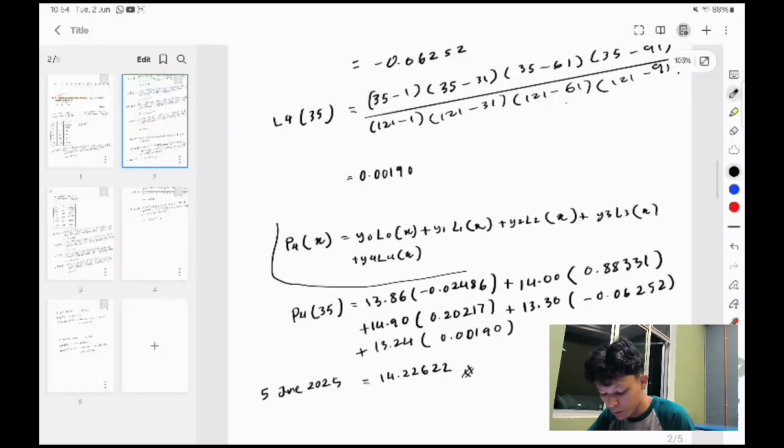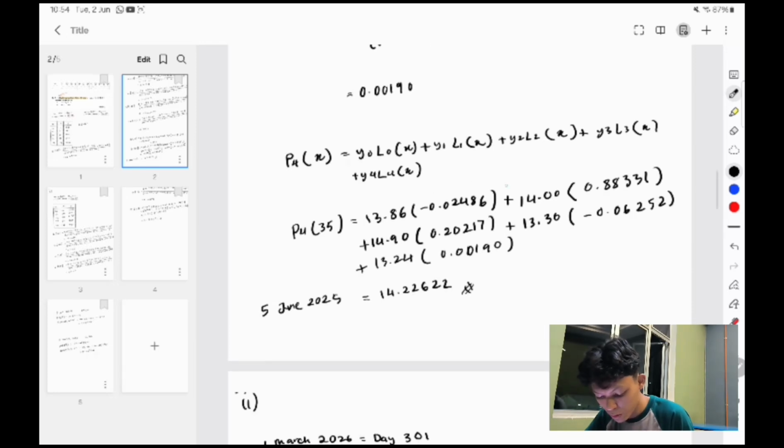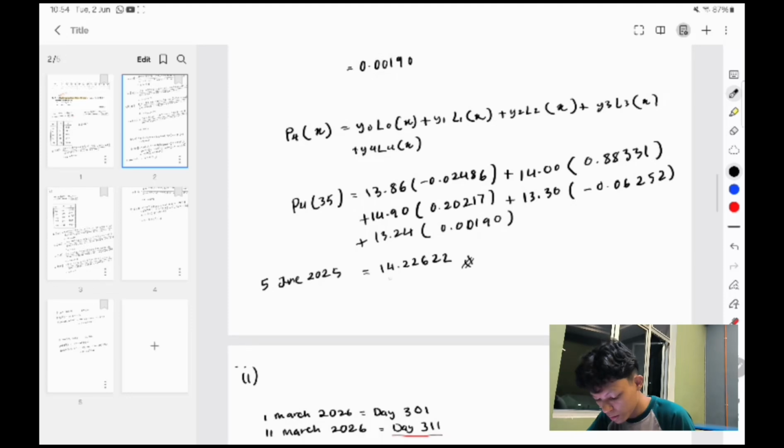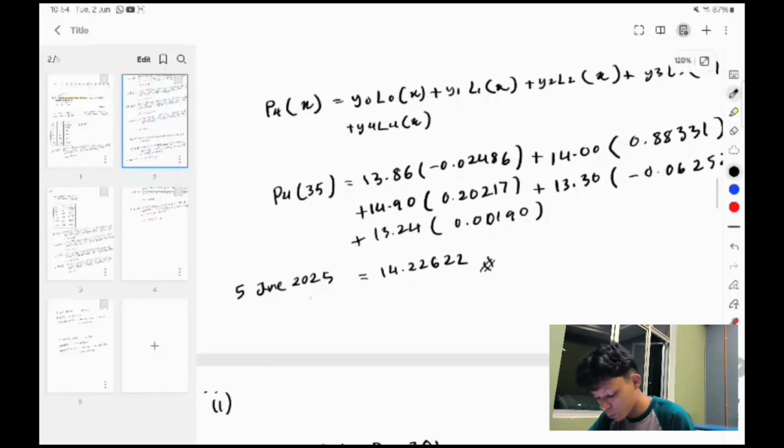This is the formula, and we substitute y0, which is 13.86, and we substitute the result from L0 and so on, and the final answer is 14.2022. This is the estimated data for 5 June 2025.